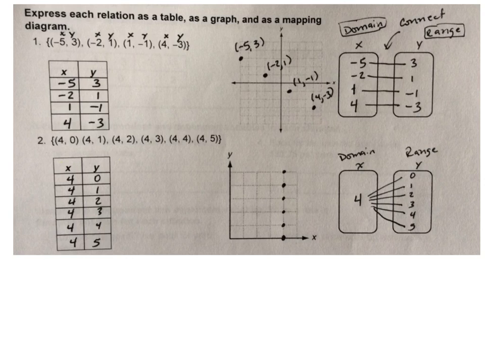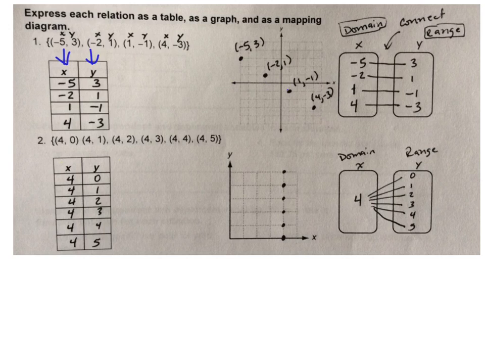Now, on this section, express each relation as a table, graph, and a mapping. Alright, basically, I put all my x's in this column, all my y's in this column. The only thing you have to do is list them. Then, I graph them. Remember, you start with 0, 0. You go your x's first, so I went left 5, up 3. Left 2, up 1. And I continue that trend with the rest of them.